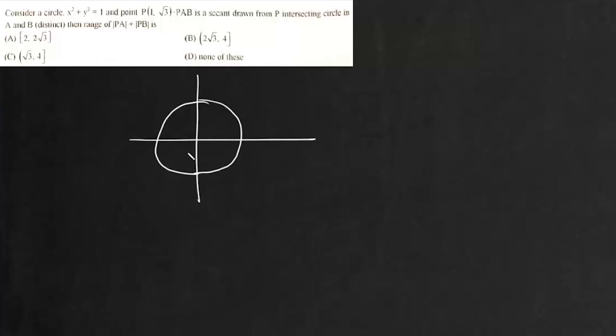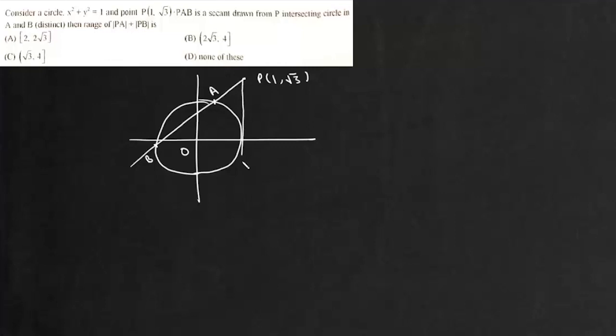Now here the question is, consider a circle x square plus y square equals 1 and the point (1, root 3). If PAB is a secant drawn from point P intersecting the circle at A and B, then the range of PA plus PB is. Now we have this circle x square plus y square equals 1, center at origin, and then we have this point (1, root 3). Now we have drawn the secant which intersects the circle at A and B.